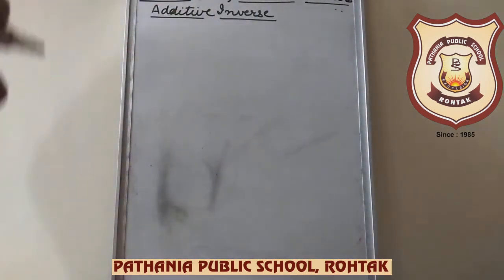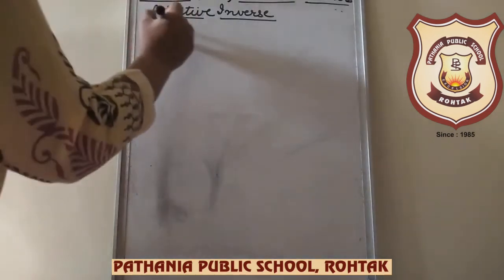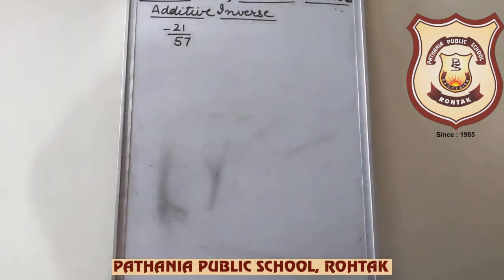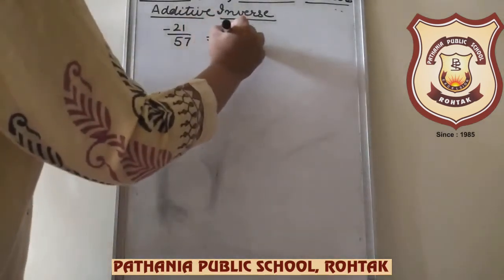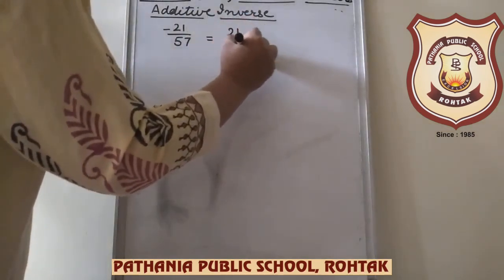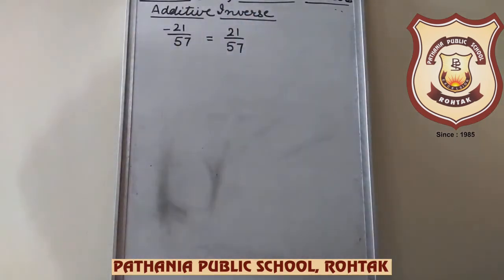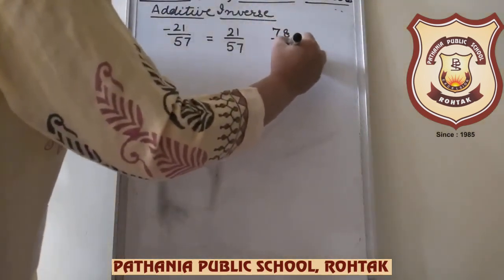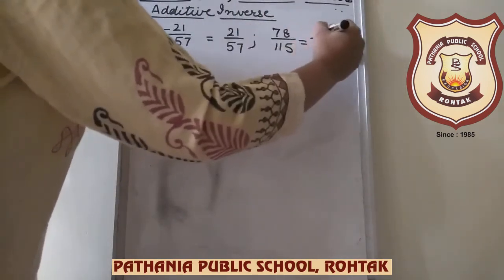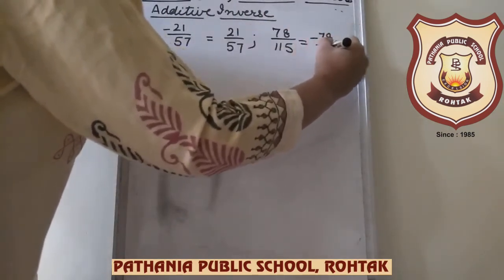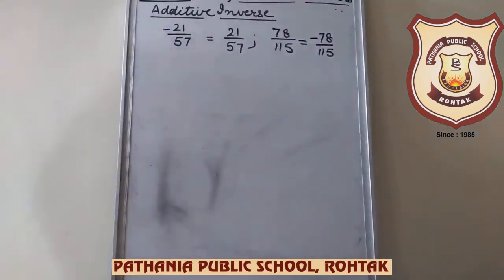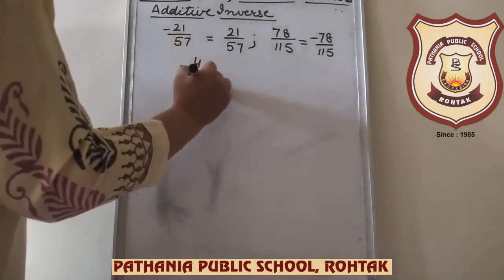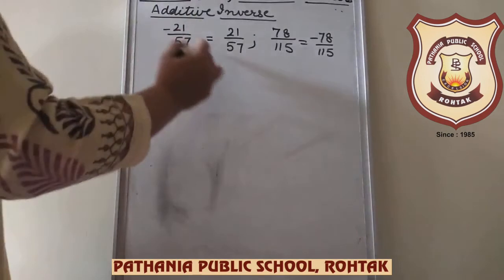Opposite of addition is subtraction. So if I say write additive inverse of minus 21 upon 57, it is going to be 21 upon 57. Make it positive. Okay. If it is 78 upon 115, write its additive inverse. So make it negative. Clear? And if it is like this, minus 4 upon minus 5, this is positive.